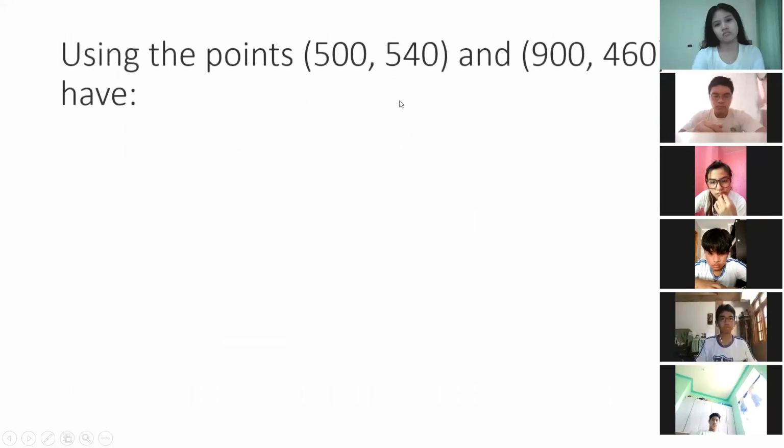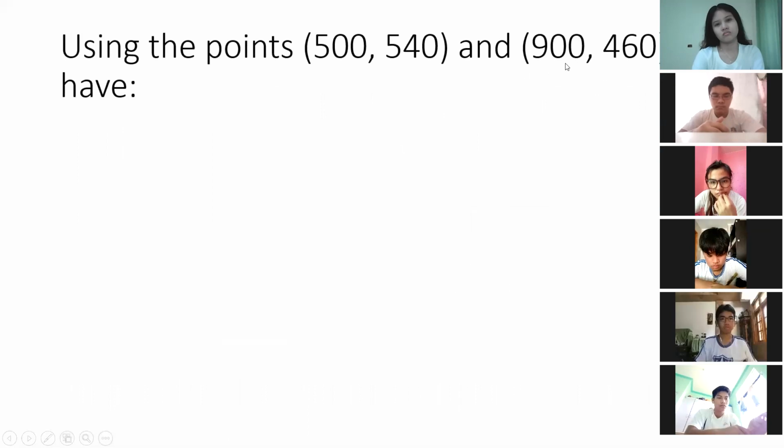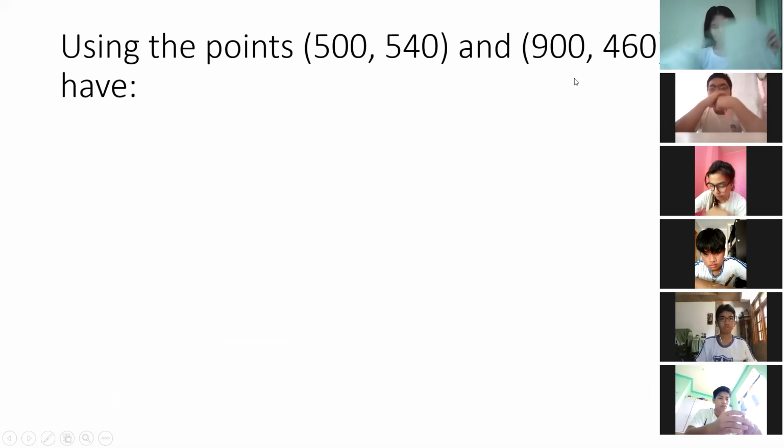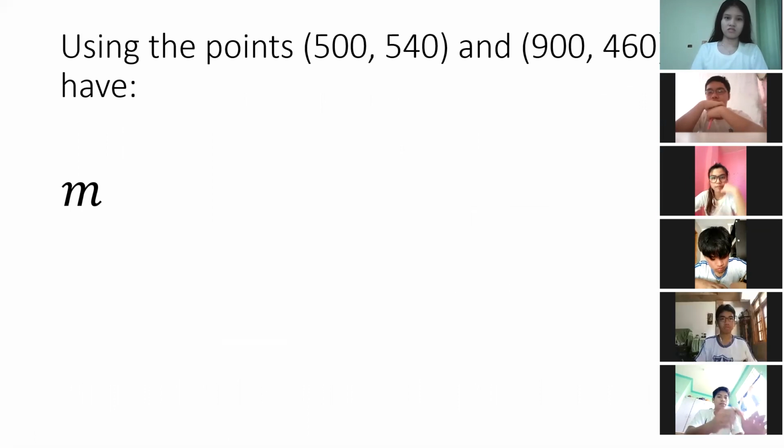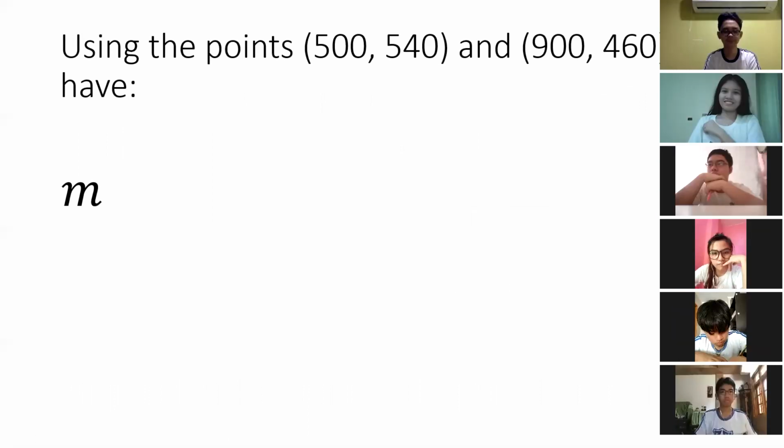So the 500 and the 540 together with the 900 and 460 are your two sets of points that we're going to refer to so that we can solve for the value of your slope. Slope formula, we have the rise over the run, or y sub 2 minus y sub 1 all over x sub 2 minus x sub 1. If you can still remember that, no?